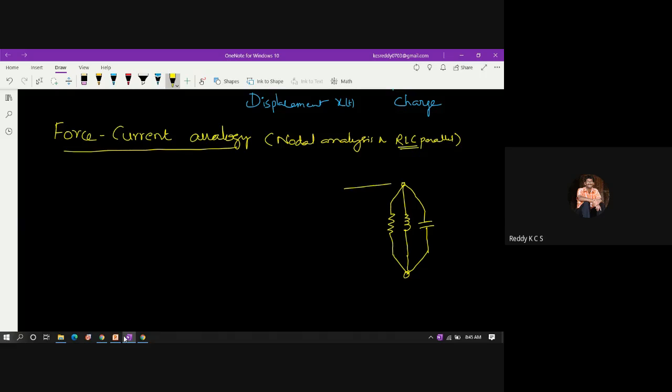Now I am applying a current I to this circuit. This is the node voltage, this is a resistance, this is an inductance, and this is a capacitance. The current will split at this node: the current entering the node is equal to the sum of the currents leaving it, according to Kirchhoff's current law.